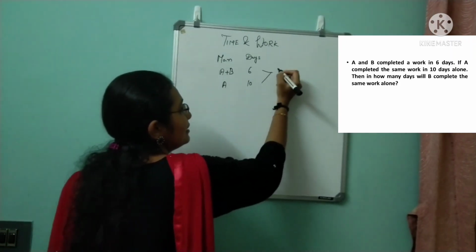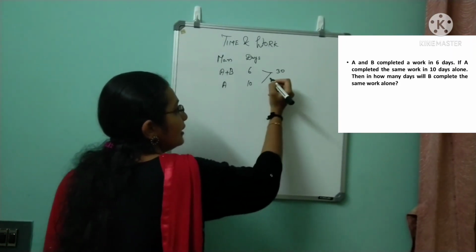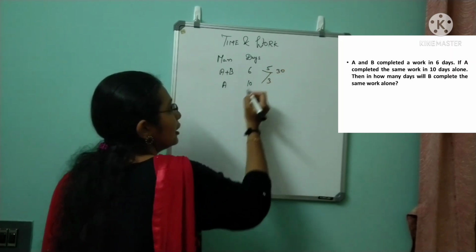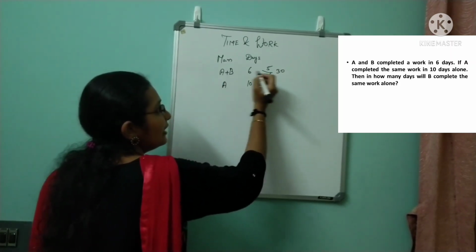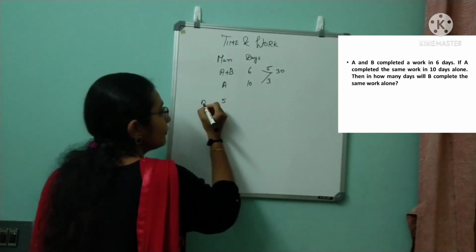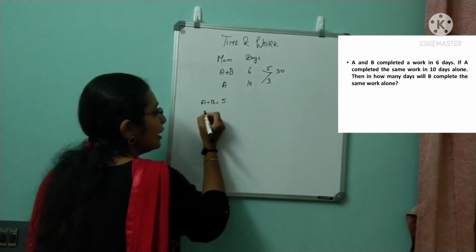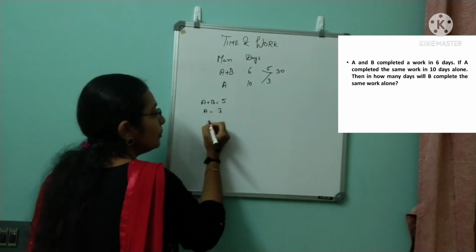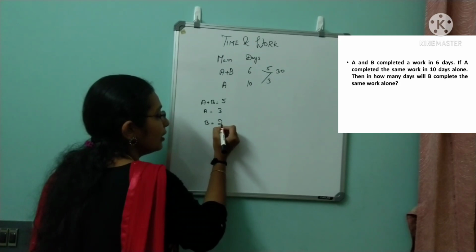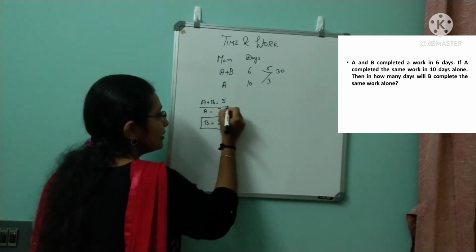So LCM here is 30, right? So 10 3s are 30, 6 5s are 30. So A plus B together their efficiency is 5 and A's efficiency alone is 3. So B's efficiency would be 2, right?